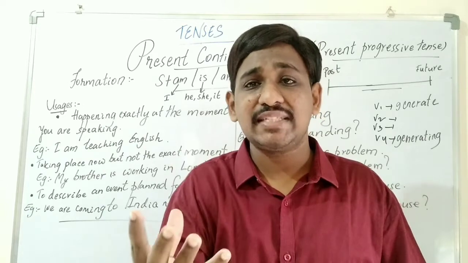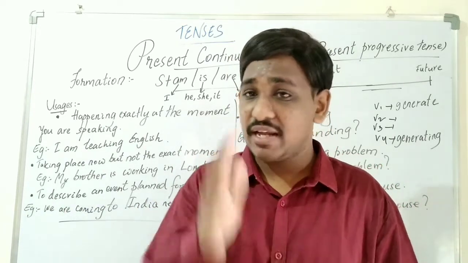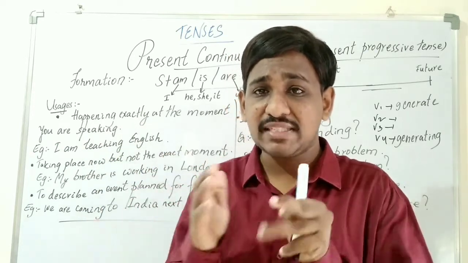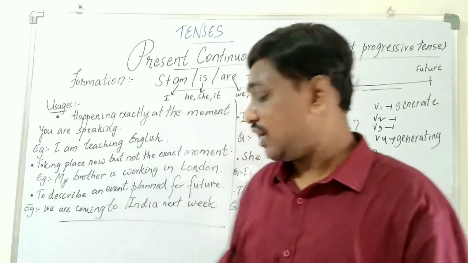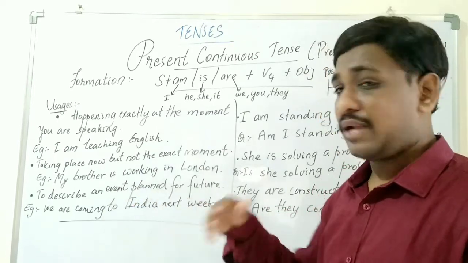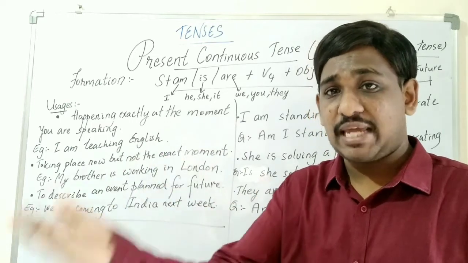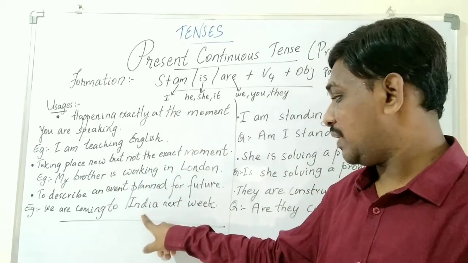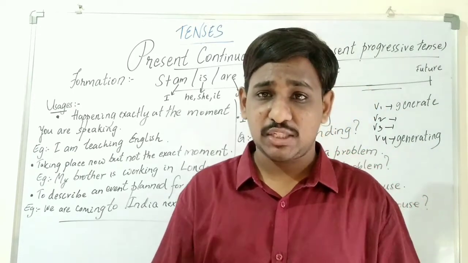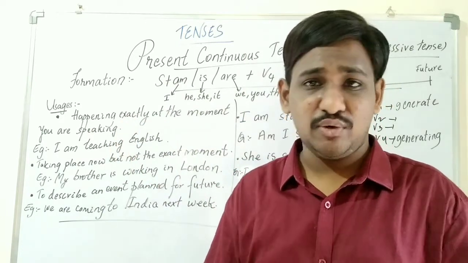So it may not be the exact time that you are speaking about, but it's a process that is taking place. First one exactly right now of your speech. Second one not exactly right now. It's continuous. Third one, to propose a future event. To describe an event planned for future. So you already decided it for future. So it will take place. The example, we are coming to India next week. We are going to come or we are coming to India next week. It's already planned. So in these 3 cases, you use present continuous tense.